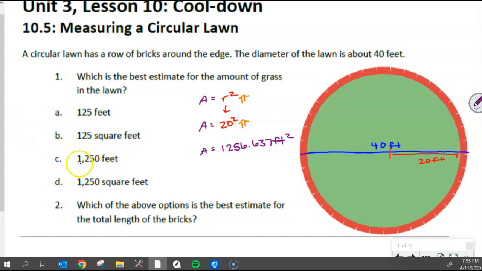So which one of those is the closest? Ooh, I have two of them, 1,250 feet and 1,250 square feet. Again, when we're talking about area, we're talking about how many squares could we fit in there. So it's not just feet, it's going to be feet squared.